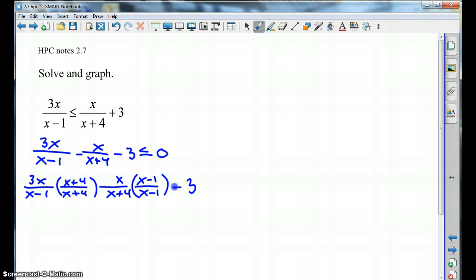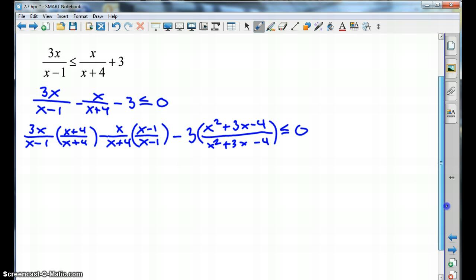And the last term, the 3 that's sitting there by itself, would have to be multiplied by the product of x plus 4 times x minus 1, which would give us an x squared plus 3x minus 4. And of course, that's over the same thing. And we're still going to be less than or equal to 0.